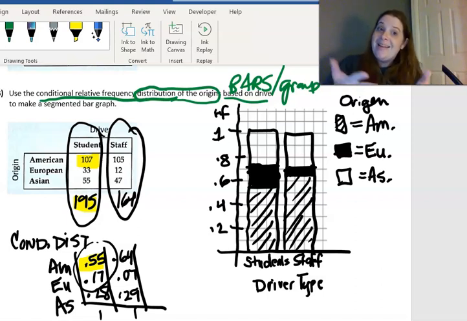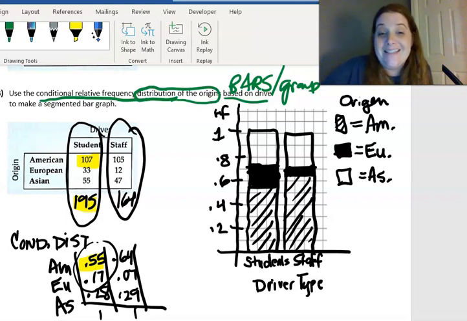Okay, so how do these compare? It looks like the percentage of students and staff that own Asian manufactured vehicles, your Toyotas there, are about the same. However, the percentage of students who own European cars is larger than the percentage of staff who own European cars. And on the opposite side of that, the percentage of students who own American-made vehicles is much smaller than the percentage of staff who own American-made vehicles.